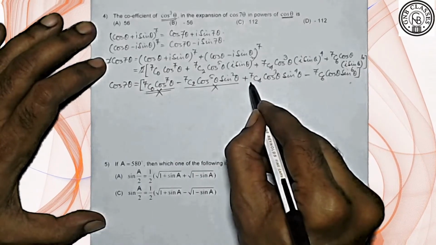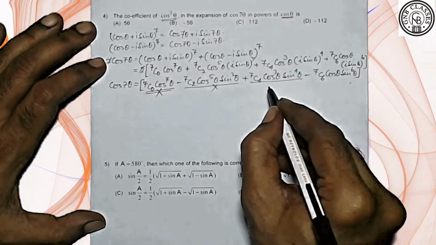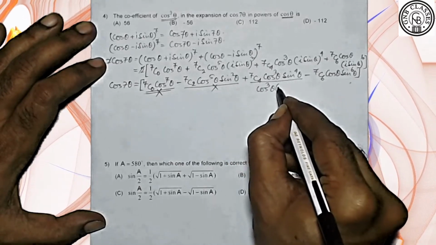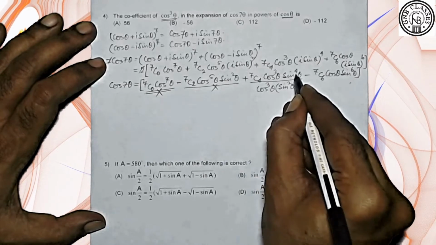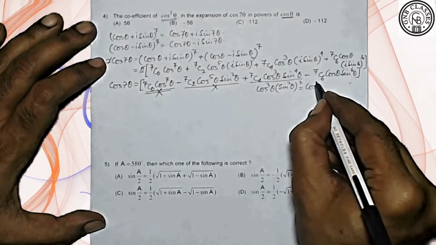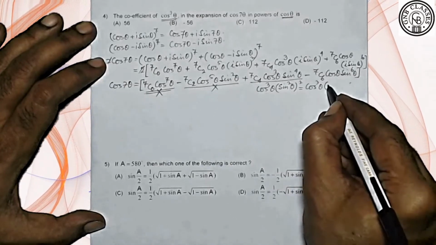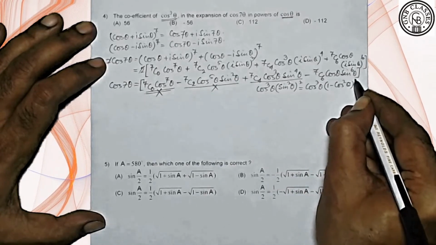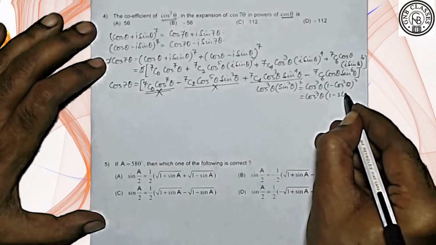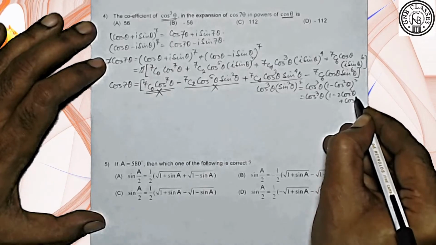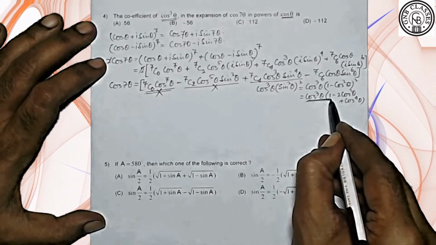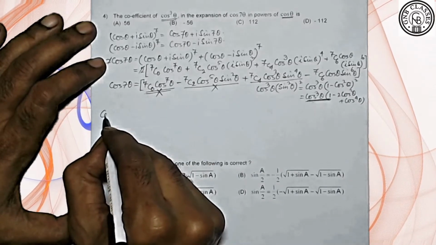Now observe carefully about this term. This can be written as, I am doing it here, cos cube theta is there. Sine to the power 4 theta can be written as sine square theta whole square. So that implies cos cube theta, sine square theta can be written as 1 minus cos square theta whole square. So it's cos cube theta times 1 minus 2 cos square theta plus cos to the power 4 theta, right? Now if we multiply, we are going to get cos cube theta from here.